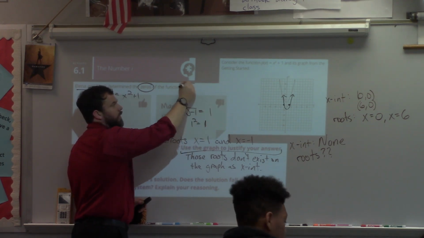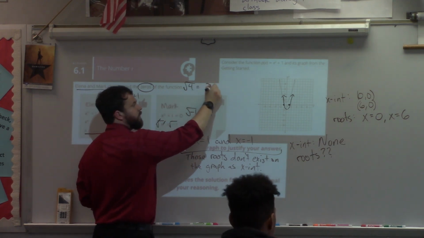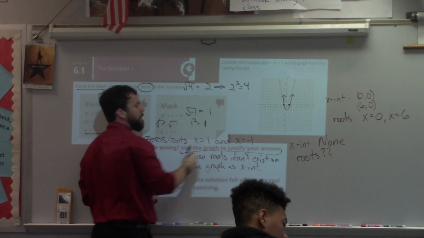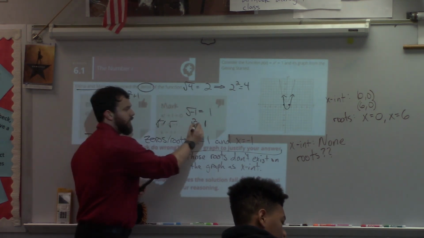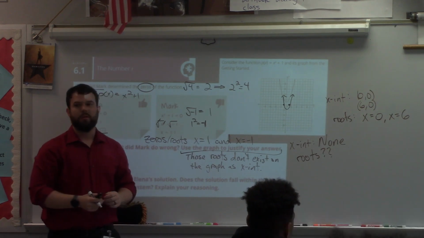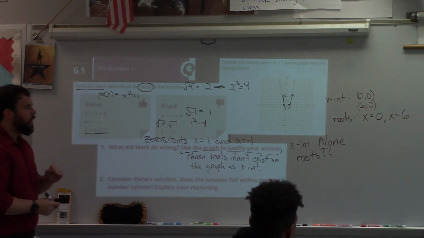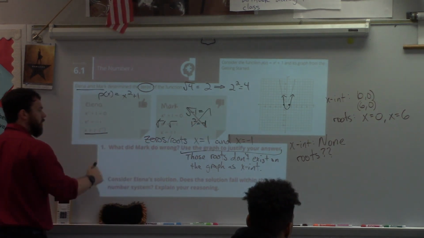If I take the square root of 4, that is equal to 2, and that's because 2 squared is 4, right? If the square root of negative 1 is 1, then that means 1 squared is negative 1. Is 1 squared equal to negative 1? No. And so that's what we need to note, that is not a true statement. So where did Mark go wrong?